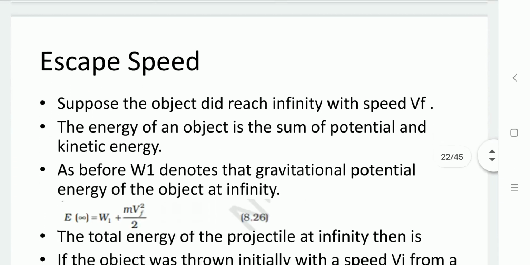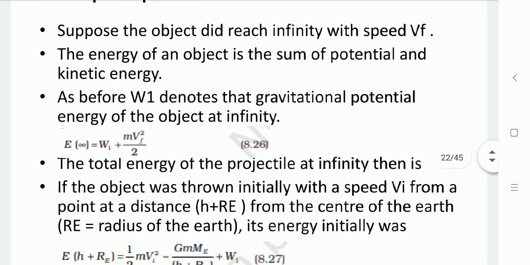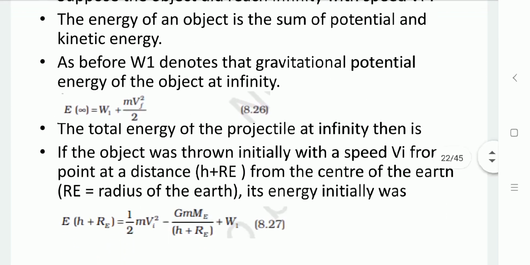Now the next concept is escape speed. Let us consider that an object can reach infinity having a speed Vf. The energy of this object is the total of potential and kinetic energy. Let W1 be the gravitational potential energy of the object, plus the kinetic energy. So the total energy E equals W1 plus m Vf squared by 2, that is the potential energy plus the kinetic energy available at infinity.